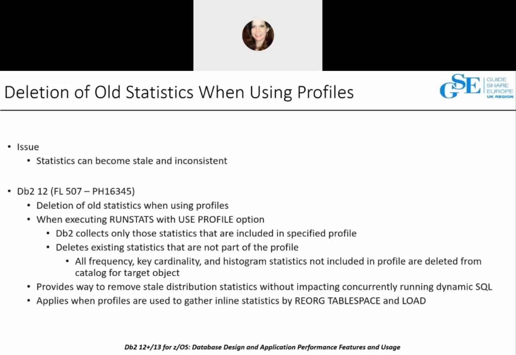Deletion of old stats. This can happen when you're using profile tables, profiles in RUNSTATS. If you're using the profiles in RUNSTATS, you can choose to have RUNSTATS delete all your old statistics so you don't have inconsistent statistics lying around. This is an option that came out in version 12 and function level 507. So you can clean up some of those old frequency and cardinality statistics that have gotten inconsistent.